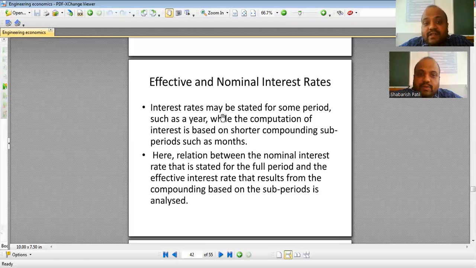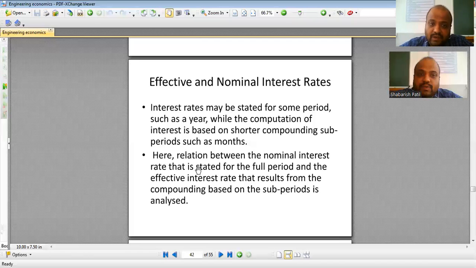Interest rates may be stated for some period, like generally we state interest rate for a year, while the computation of interest is based on shorter compounding sub periods such as months. We may state interest per year, but at the end they may mention that it is being compounded on a monthly basis. Then that means they are generally applying a different interest than which is being mentioned. Those terms are called effective and nominal interest rates that you may have to understand.